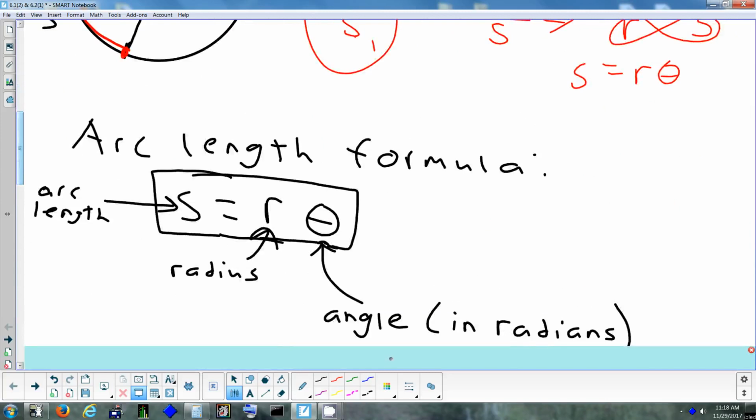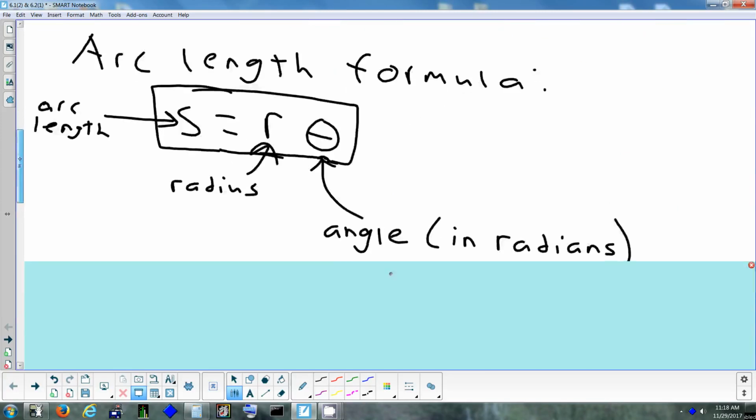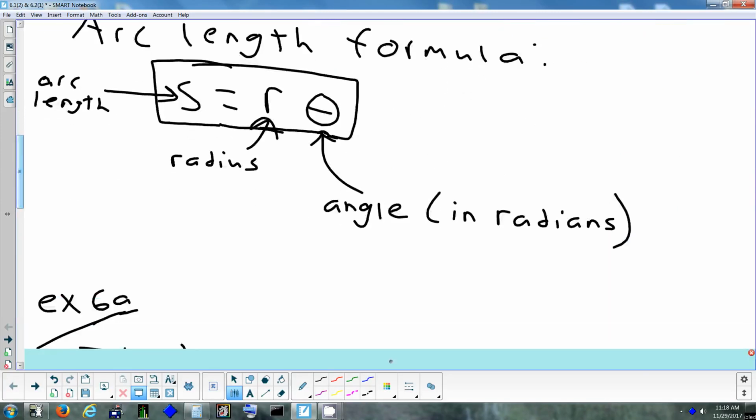When we're using that formula, there's really 3 things they could ask you for. They'll always give you 2. So they might give you r and theta and say find s. They might give you s and r and say find theta, or the other combination. But you'll always know 2 out of 3. Okay, everybody have the arc length formula?